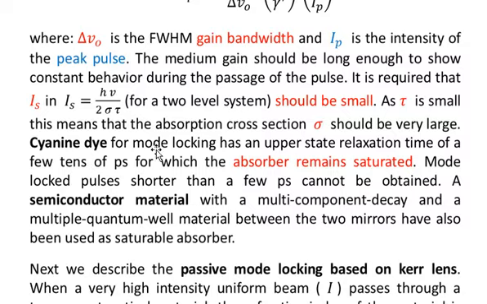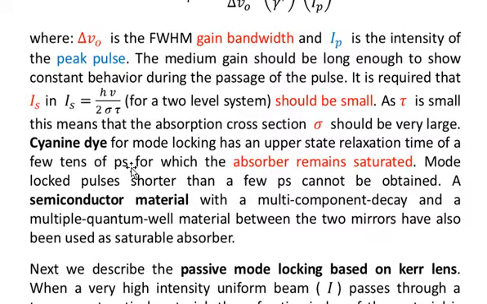Cyanine dye for mode locking has an upper state relaxation time of a few tenths of a picosecond. So you can notice that the response time is much faster for this cyanine dye, of the order of a picosecond, for which the absorber remains saturated. So our absorber remains saturated for a few tenths of a picosecond, and after that it becomes unsaturated.